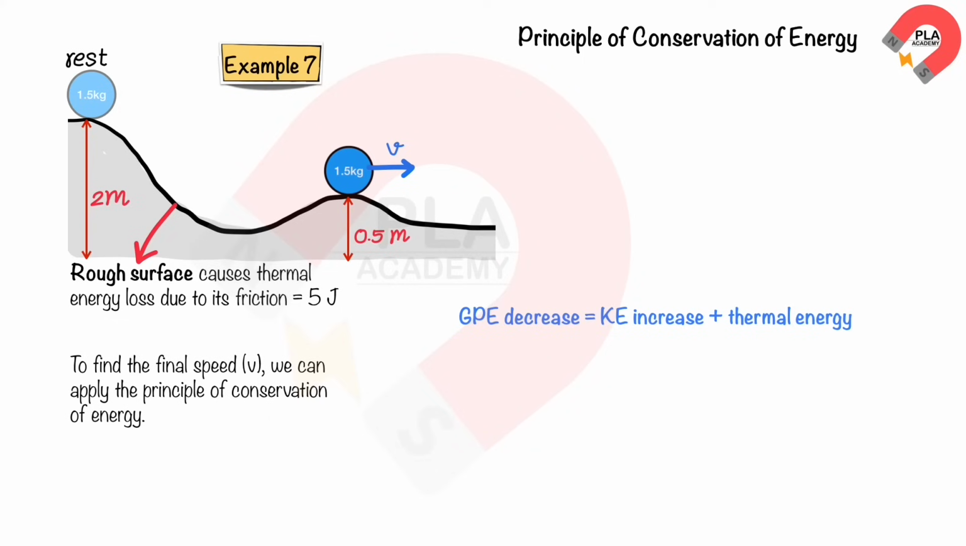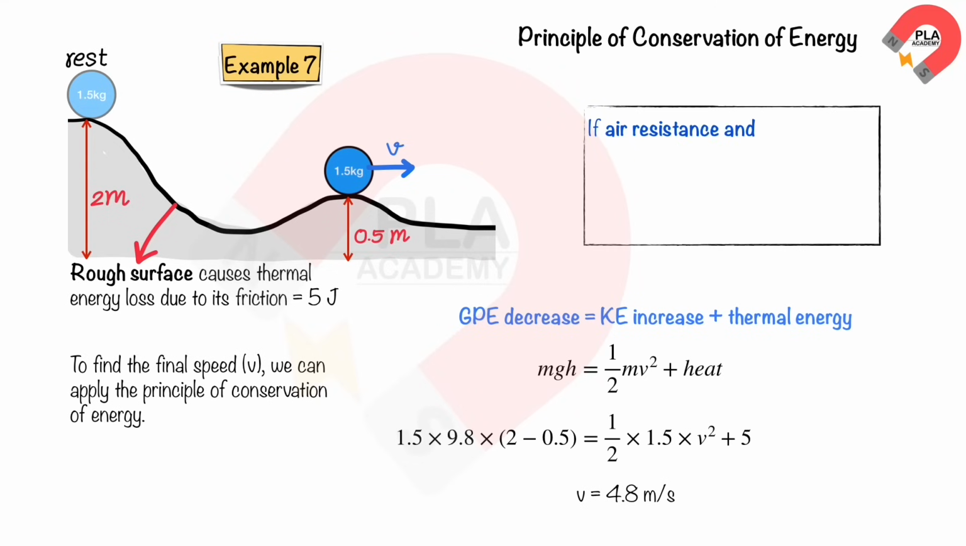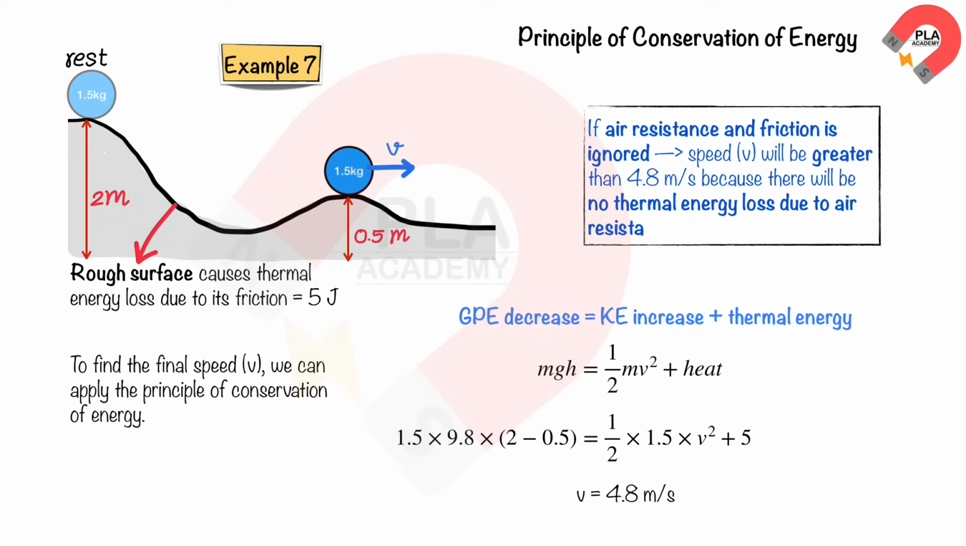Using the equation mgh equals half of m times v squared plus thermal energy lost, we can substitute the values in: m equals 1.5, g equals 9.8, h equals 2 minus 0.5, and thermal energy lost equals 5. Solving this equation, we find that the speed, v, equals 4.8 meters per second. If air resistance and friction are ignored, the speed, v, will be greater than 4.8 meters per second, because there will be no thermal energy lost due to air resistance.